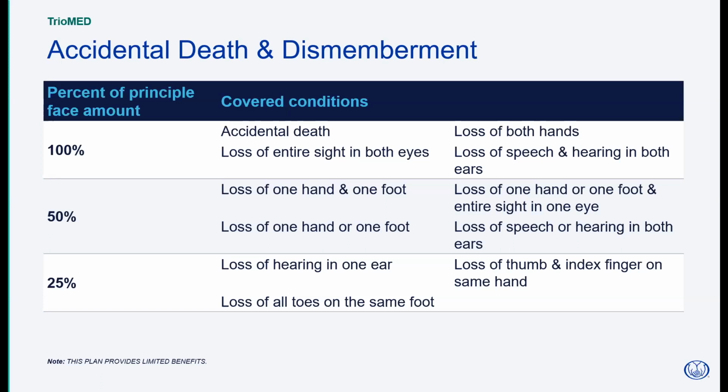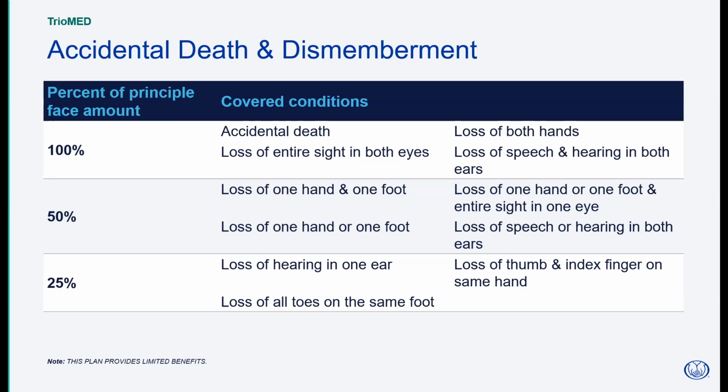50% is paid out of the face amount if we're looking at loss of one hand and one foot, loss of one hand or one foot and entire sight in one eye, loss of speech or hearing in both ears. 25% payout is available for loss of hearing in one ear, loss of toes on the same foot, and then loss of thumb and index finger on the same hand. So these are the percentages of the payouts when it comes to the accident, death, and dismemberment.